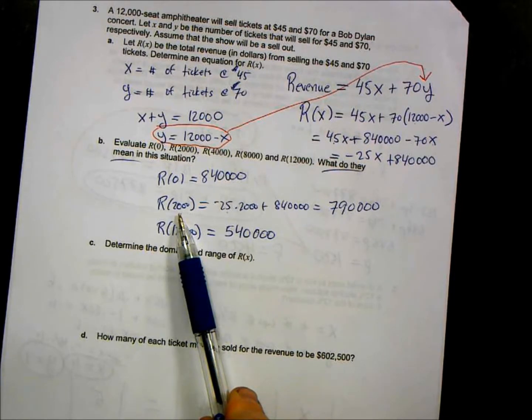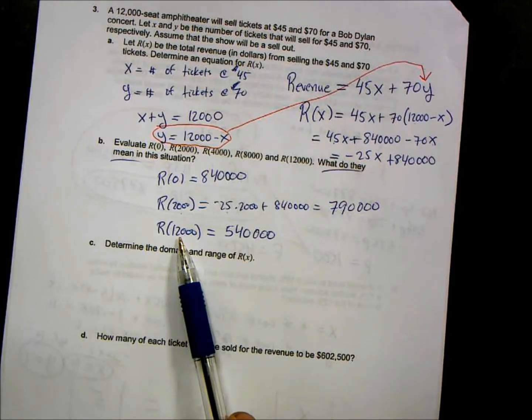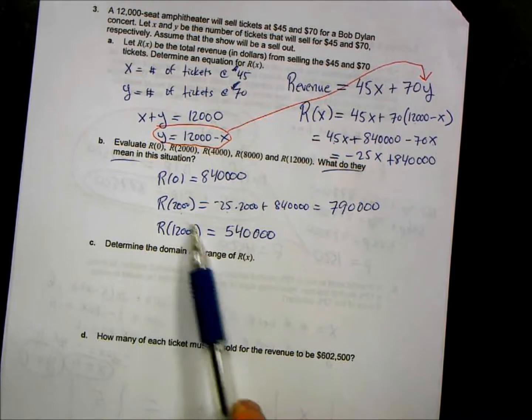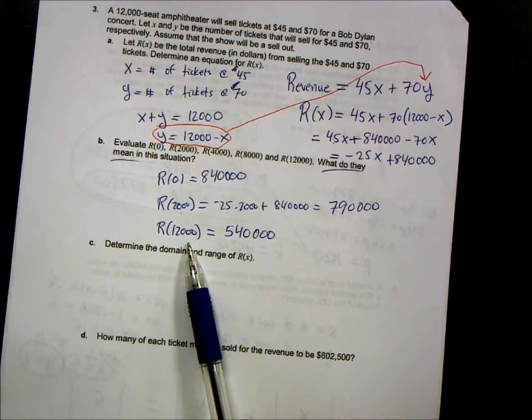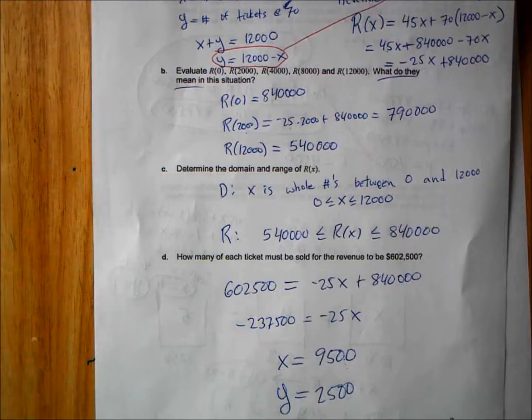What does this one mean? This one means I sold 2,000 tickets at 45, which means I sold the rest of them, 10,000 tickets at $70, and my revenue would be that. And this last one, I think, is the worst I could do. This is the worst case scenario. This says I sold all 12,000 tickets for 45 bucks. If I sell all the tickets for 45 bucks, my revenue will be $540,000.